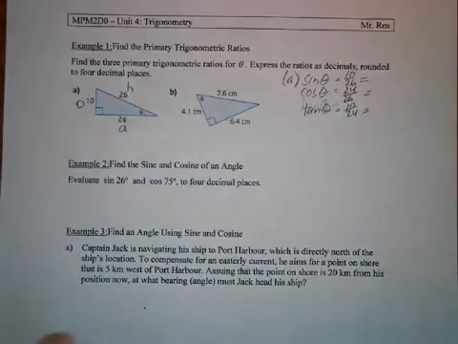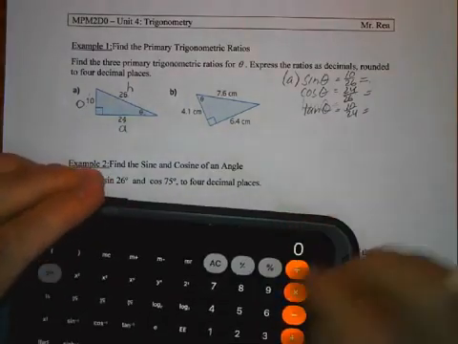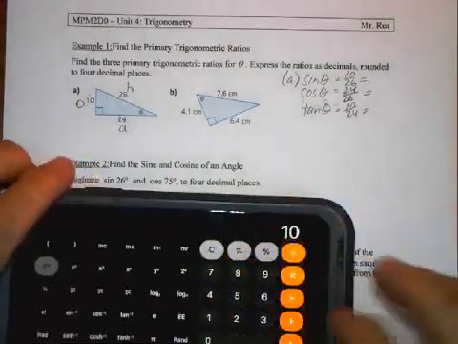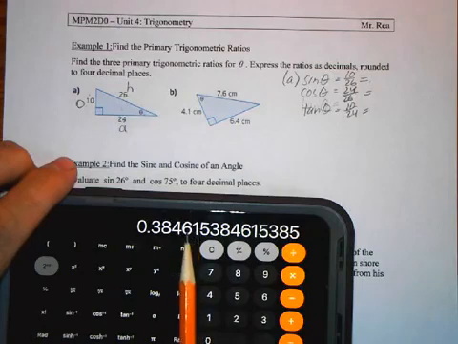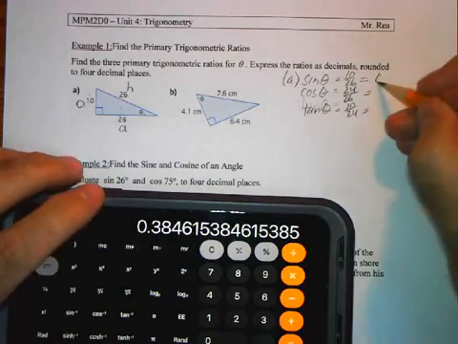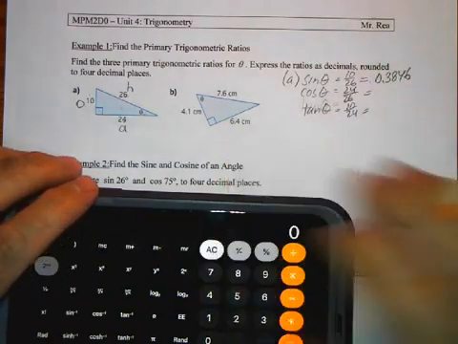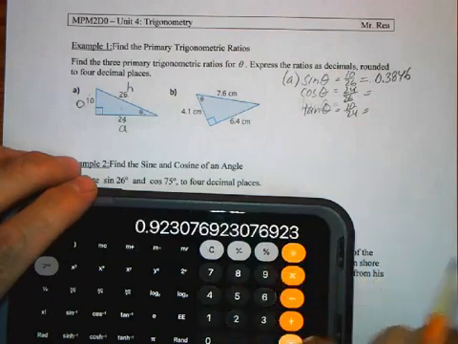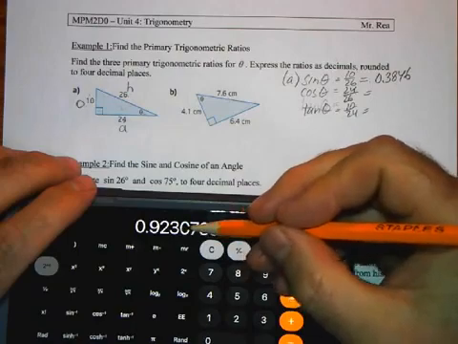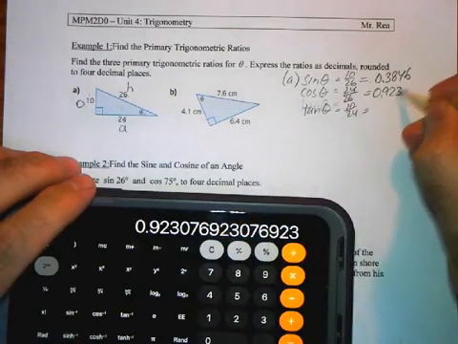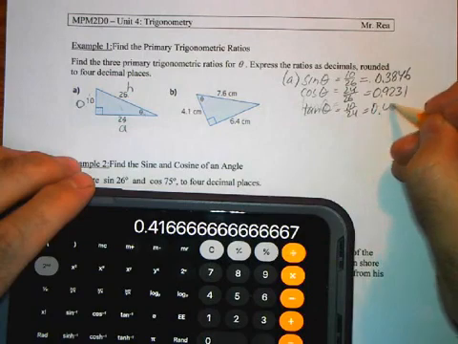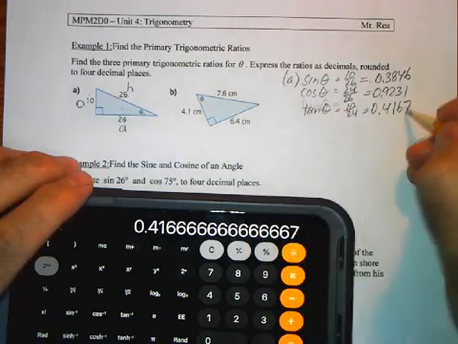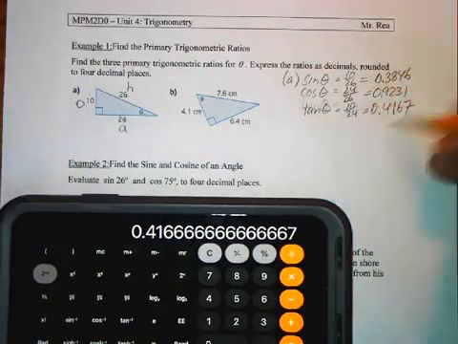Okay, so now what we do is just use our calculator. 10 over 26. Okay, so for rounding, we want 4 decimals. So up to the 6, we look at the next decimal. Does it go up or stay? It stays. So 0.3846. Okay, the next one, 24 over 26: 0.9231. And then the tan ratio, 10 over 24: 0.4167. Okay, so that's what they're looking for there.